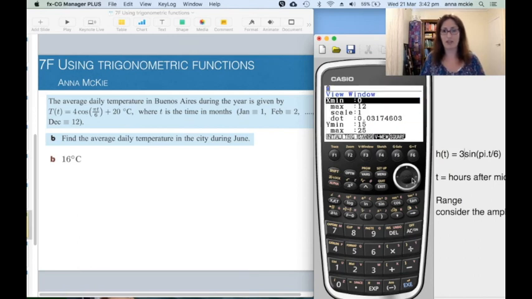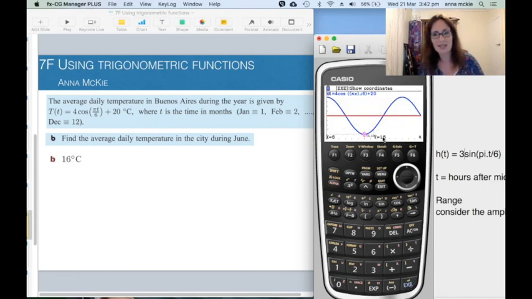I'll just demonstrate that to you so that it might be easier to see. If I now trace 6 months, 16. It's getting a bit easier to see there. You can adjust your view window if you need.